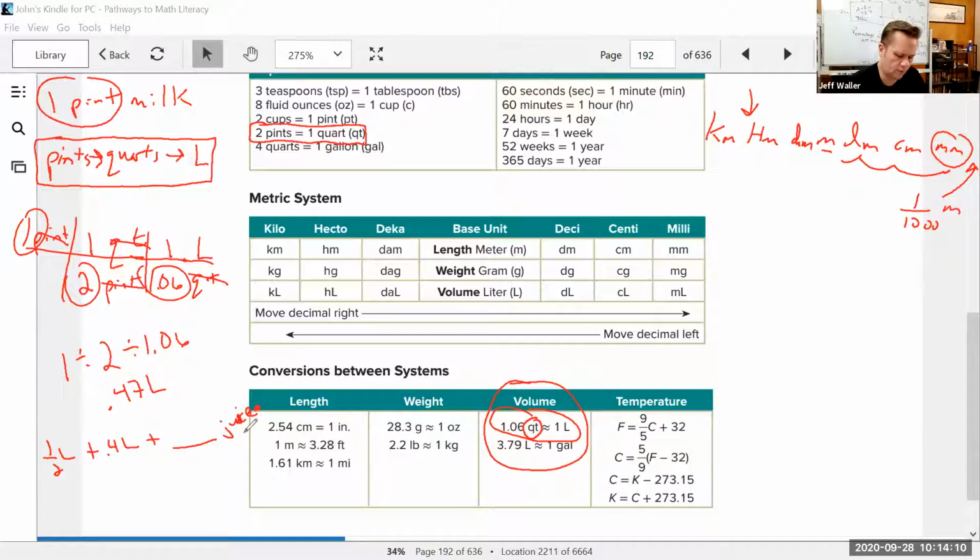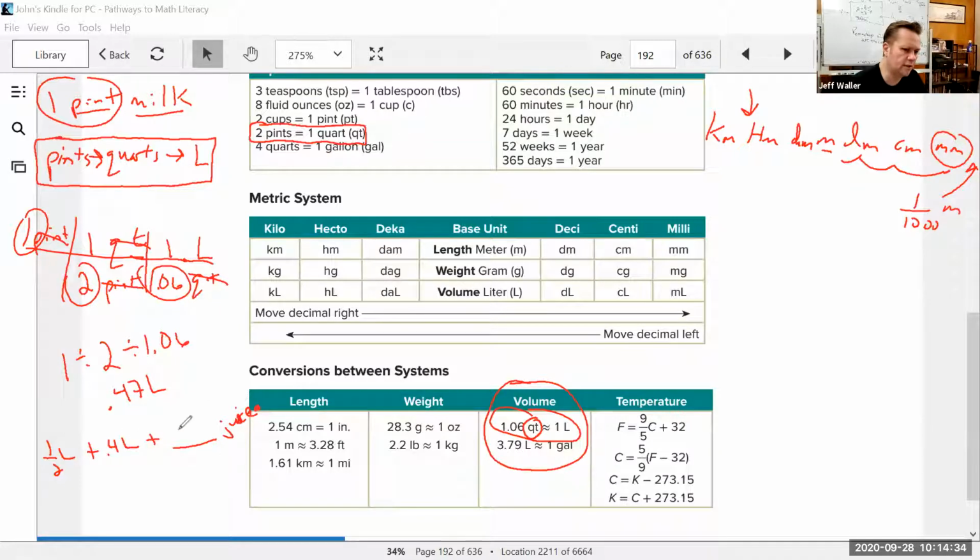Are we talking about number 4? Because it says they want to know how many ounces of juice. They give me ounces, don't they? They gave me pints of milk, and we converted that to liters. They give me ounces of juice. Now I've got to convert that to liters.